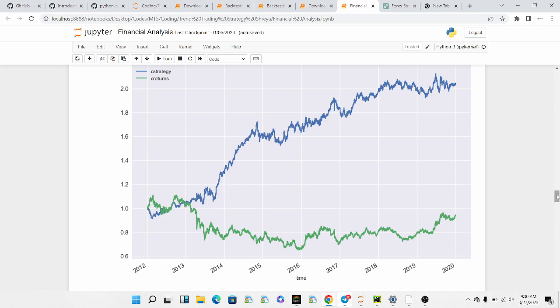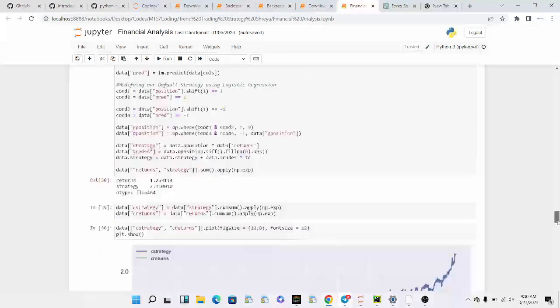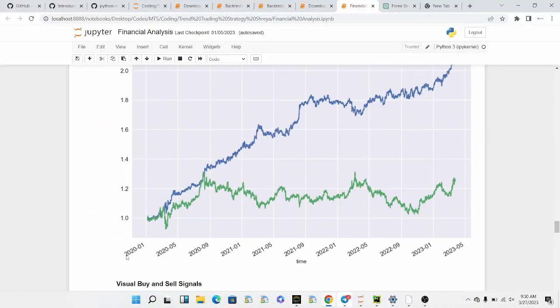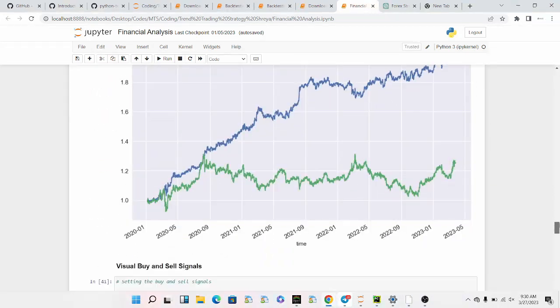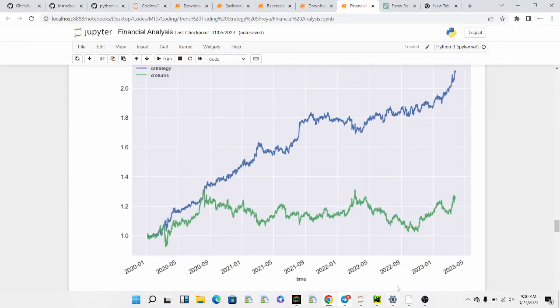So you can see this is the 2012 data, and this is the 2020 to 2023. So we did a backtest, and we also did a forward test as well. And we compared this forward test data to what we currently have, and it's currently working.